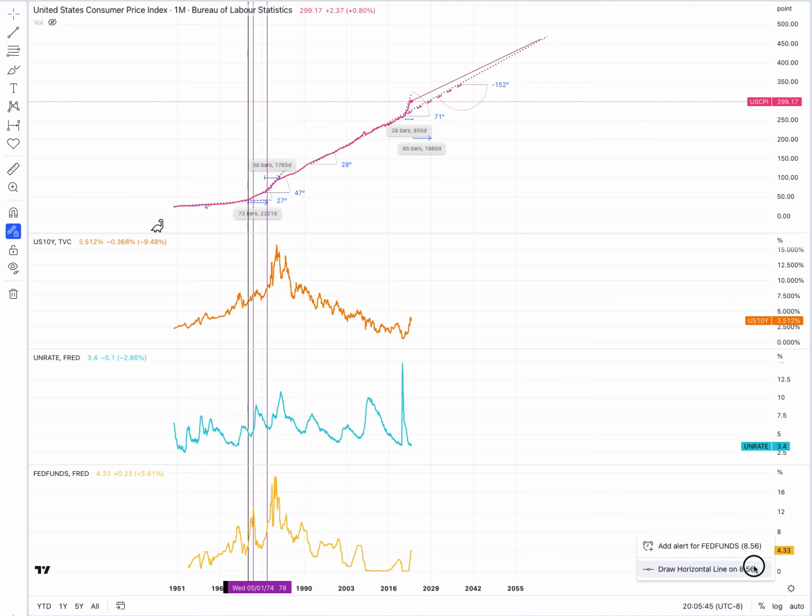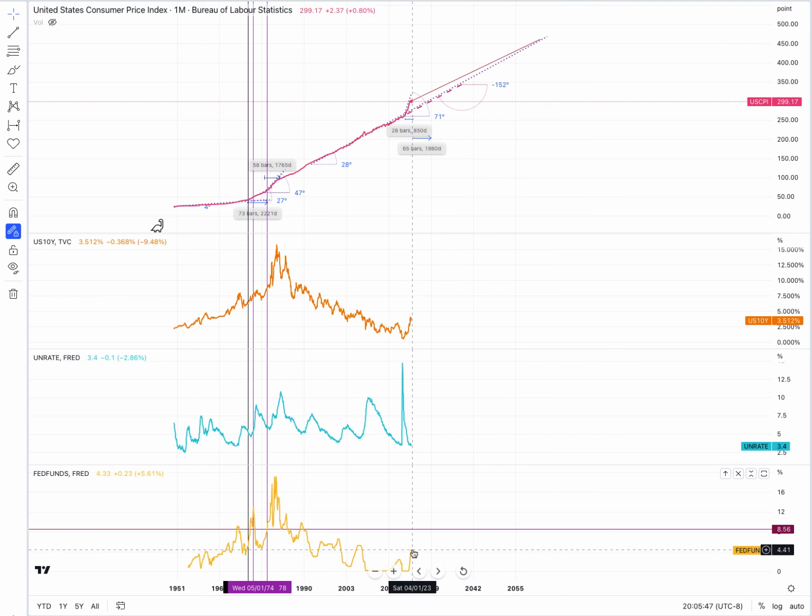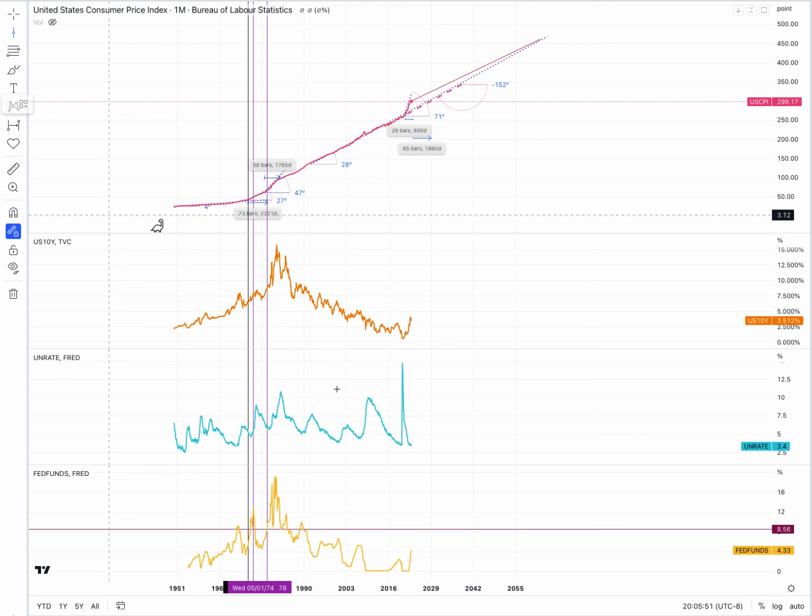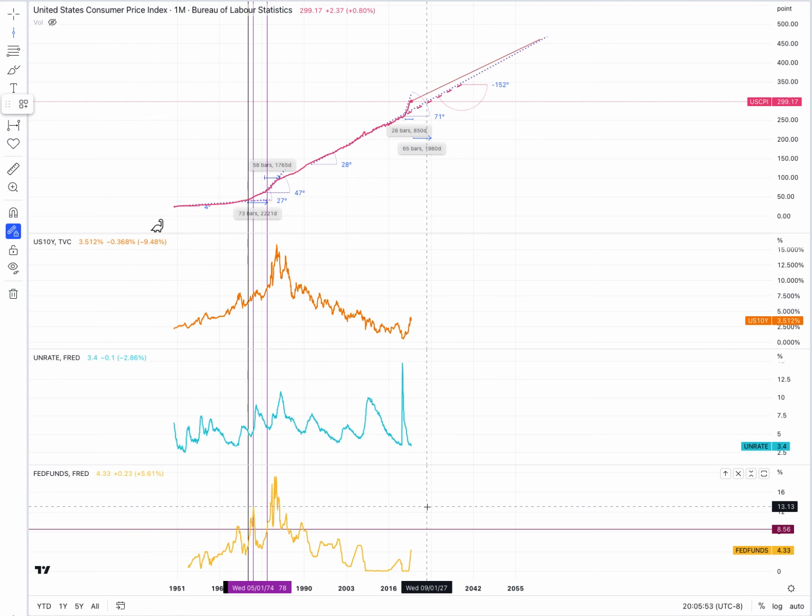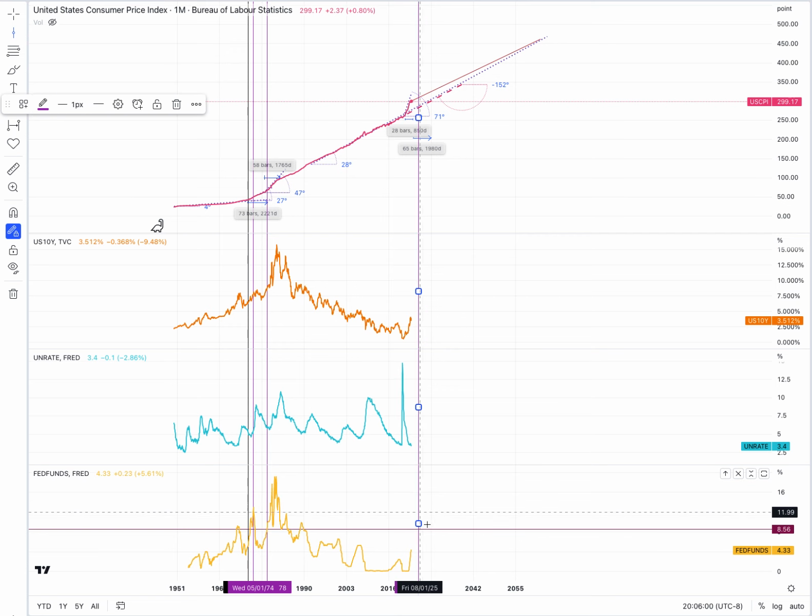Okay, so we're going to be at 8, we're going to be there around 2024, so 8 hikes. Let's give it a tag around 25.